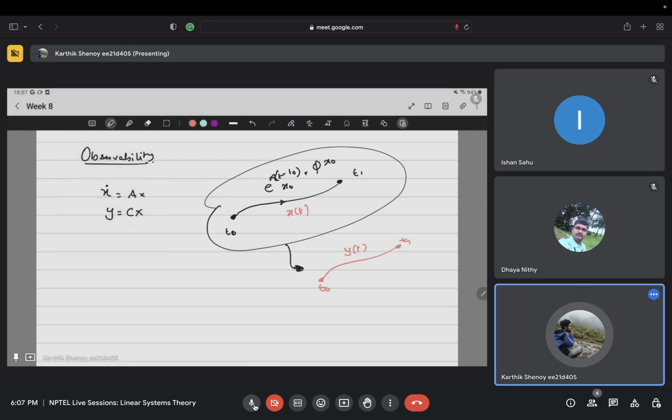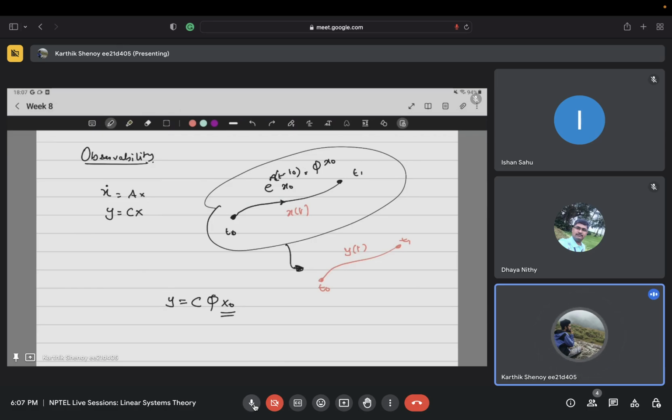y of t is related to x of t by this linear combination, this matrix C. So y equal to C times phi x naught. Now my objective is to find x naught from my given y. So how do I do that? Because C may not be even invertible all the time.